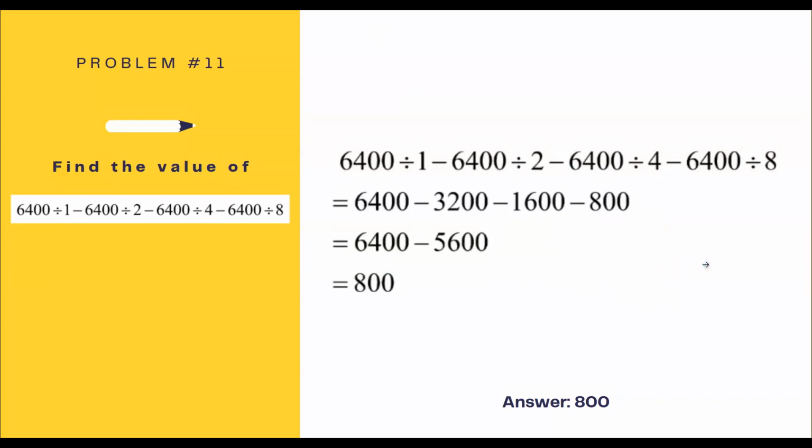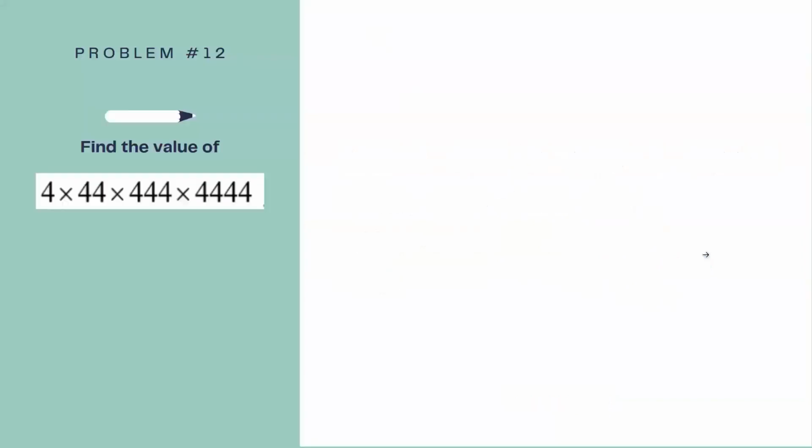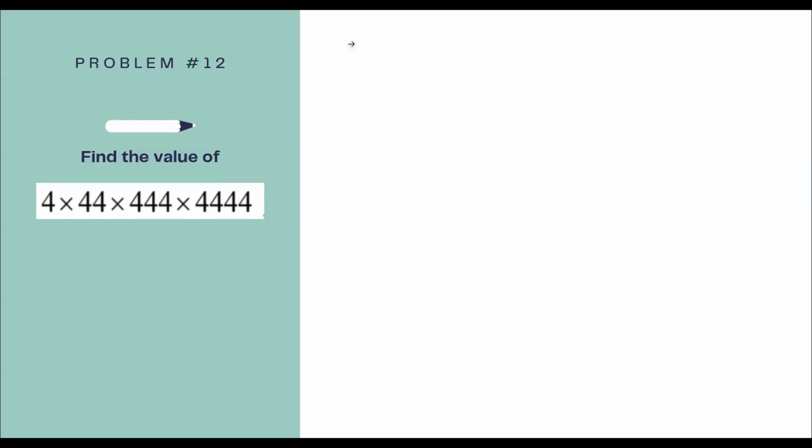Okay, so now we proceed to problem number 12. How about this one? How do you get the value of this one? Do you have any technique? 4 times 44 times 444 times 4,444. So many 4s. What do you think is the answer? I think most of you got the same answer. So how do we solve this one?